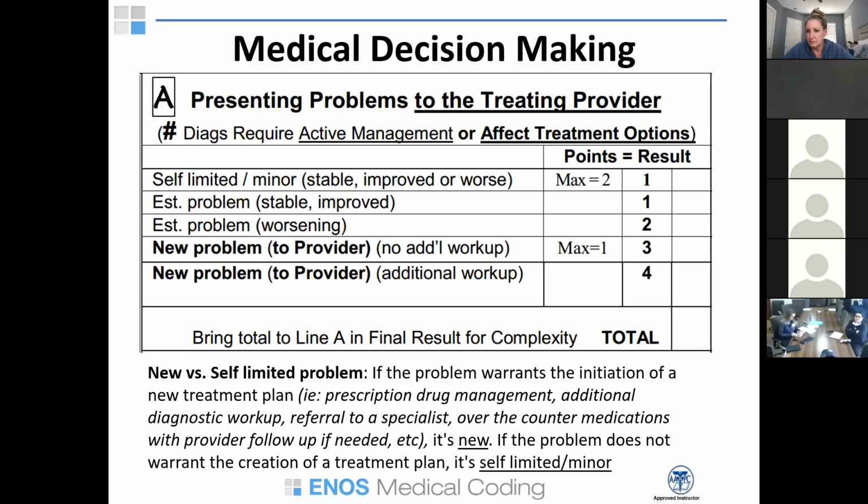This is probably familiar to everyone on the call. It's the Marshfield Clinic guidelines that we're still working under for the rest of 2020 until we get into the 2021 E&M changes. But for today, you're going to be looking at 1 point for limited or minor problems, 1 point for stable problems, 2 points if an established problem is worsening, 3 points for new problems with no further workup, and 4 points for a new problem with tests that are ordered.